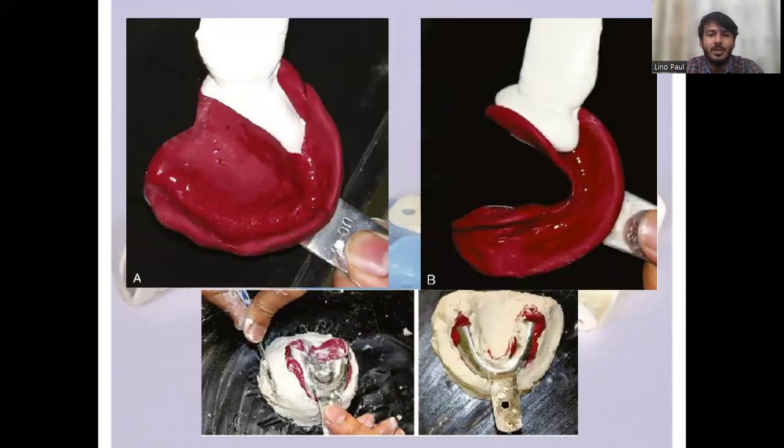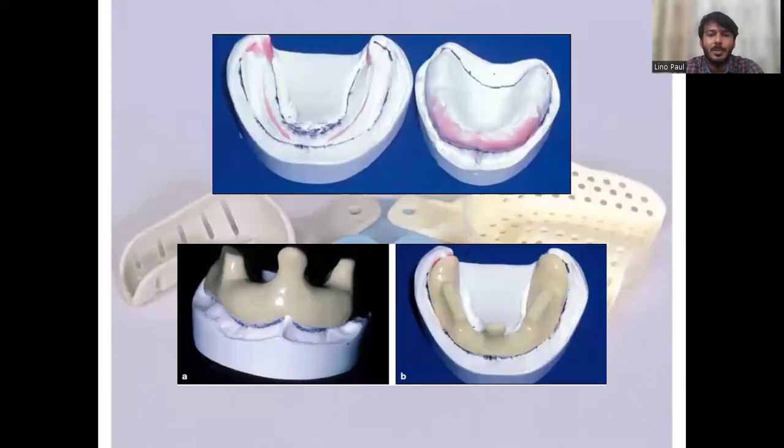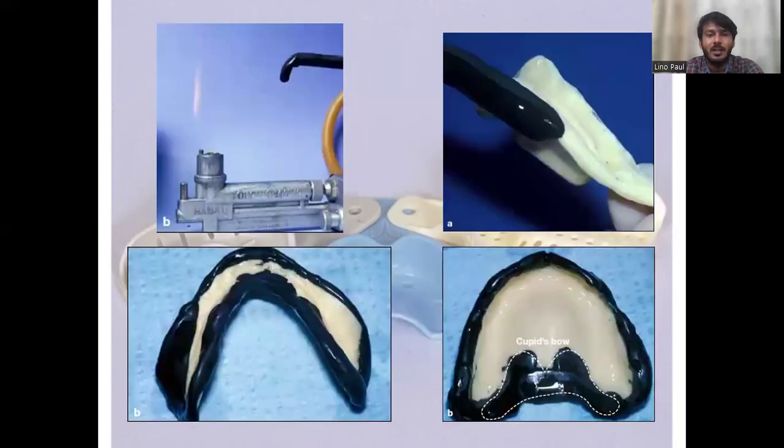Once we get the impression, we'll disinfect and wash it, then we will pour with dental stone or dental plaster. Once you complete that, that's the primary cast, and on the primary cast you will make the special tray. At this part you will be using the low fusing compound, that is a green stick compound, and on the border of the tray you will apply the green stick compound in sections, and you will do sectional border molding, and you will complete your peripheral tracing, and it will be ready for making the final impression.